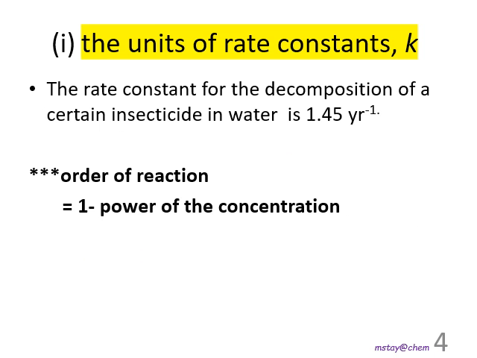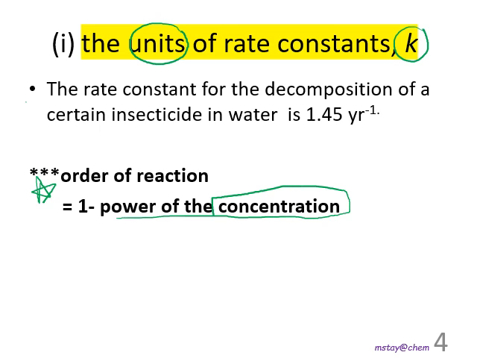The first method depends on the unit of the rate constant. So how do we determine the order of reaction? Basically, we use this formula: if we want to know the order of reaction, we use 1 minus the power of the concentration. Let's look at this example. The rate constant for the decomposition of a certain insecticide in water is 1.45 per year. Based on this rate constant, the unit for the molarity is to the power of 0, so 1 minus 0 equals 1. This is a first order reaction.